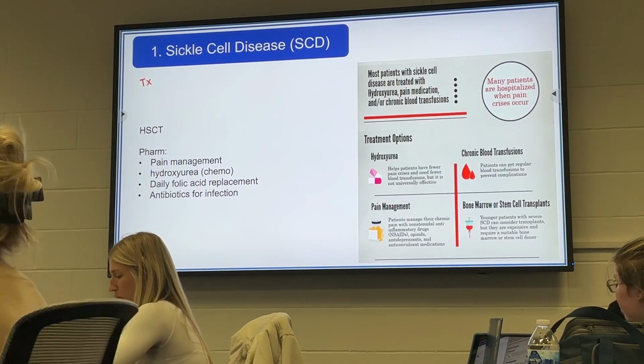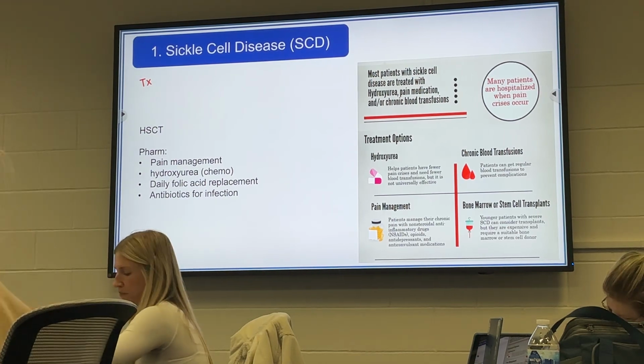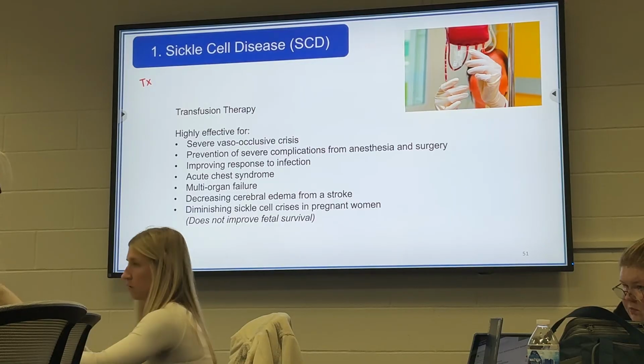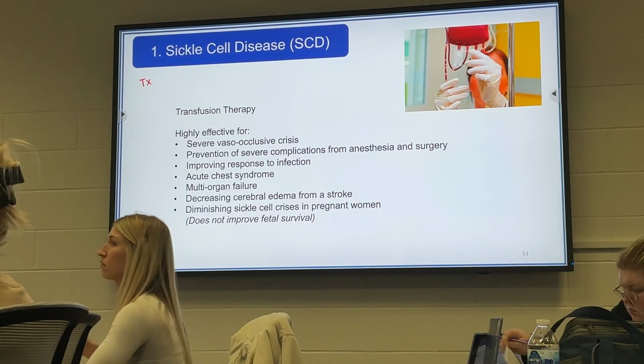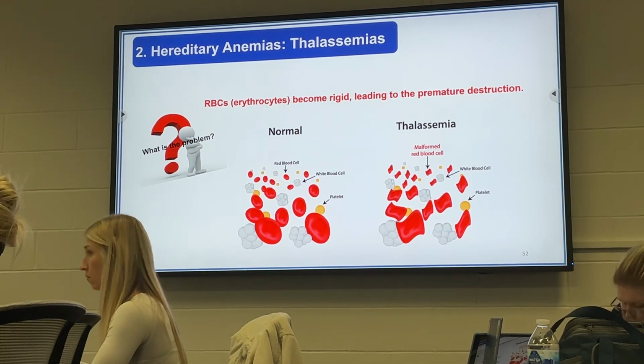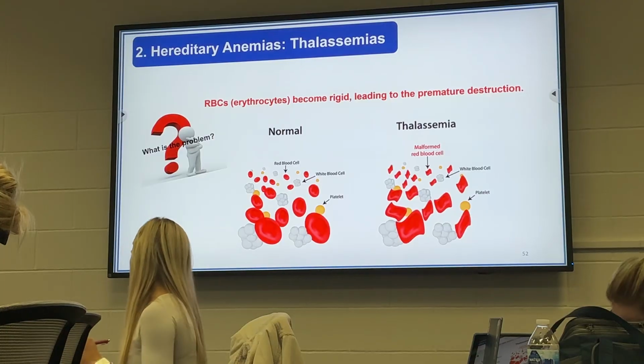We can do stem cell transplantation. We can give meds that hopefully improve the circulation. We can get multi-organ failure. We can talk about transfusing. Some of these I'm going to buzz through pretty quickly because we could be here all day talking about all these different anemias.